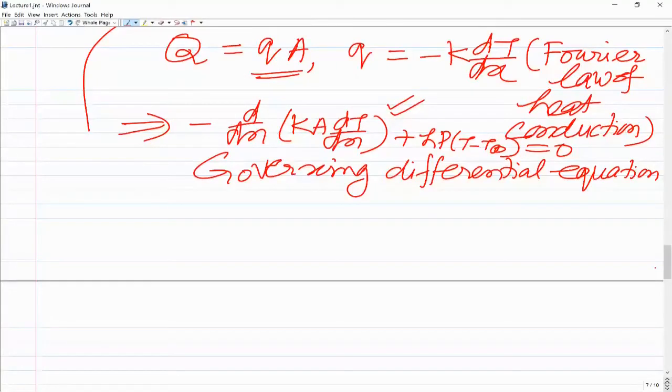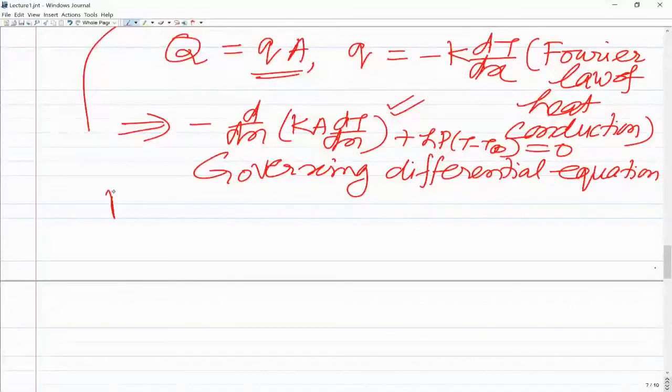Suppose it was a transient heat conduction problem, then we would also consider the heat stored in the body, and the time derivative of temperature will also come into the picture. Then it will become a partial differential equation involving derivatives of temperature with respect to x as well as time. But as of now, because we are considering steady state heat conduction, it's an ordinary differential equation.